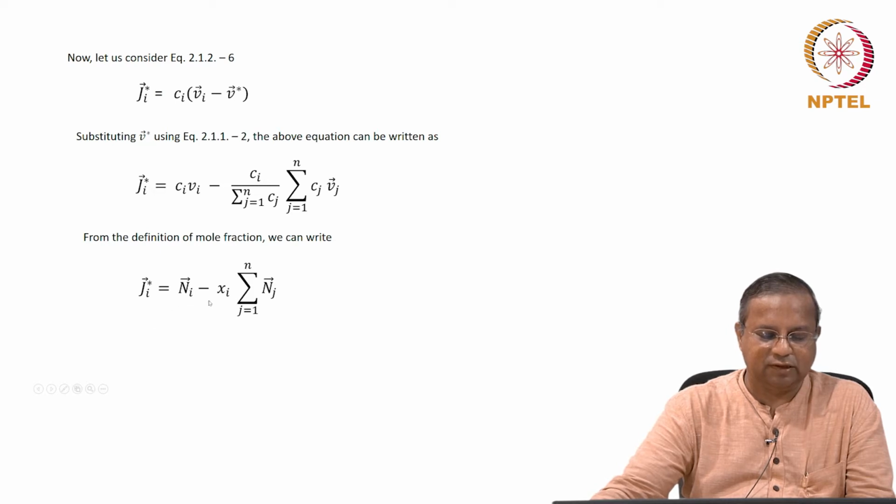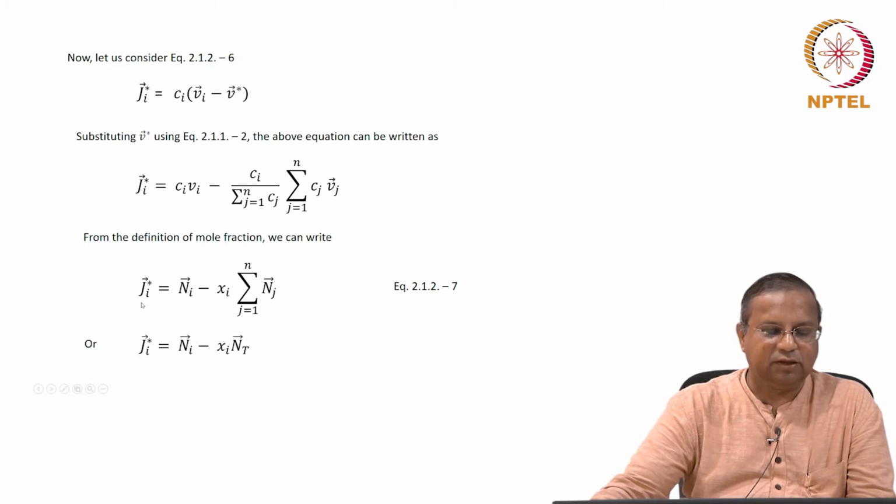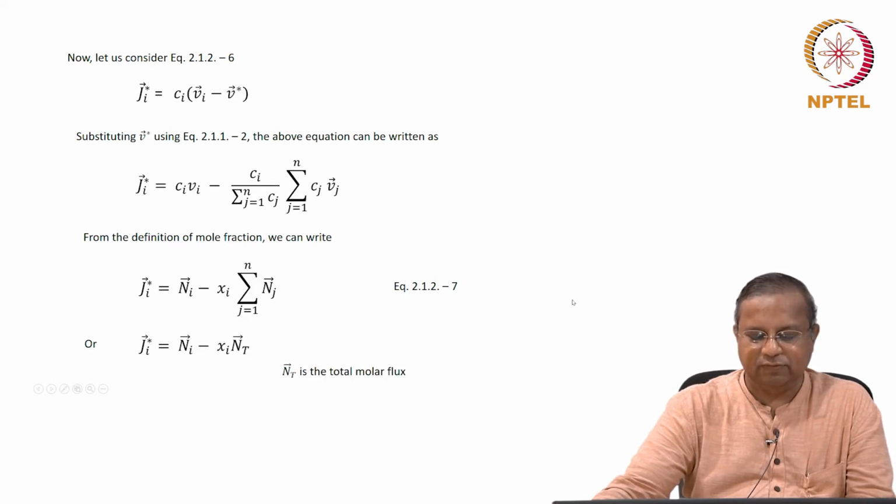C_i V_i, the molar flux, equals x_i times the sum over the molar fluxes of all the components j. This is 2.1.2-7, or the relative molar flux J_i star equals N_i minus x_i, the mole fraction, times the sum of all molar fluxes, and that we are going to represent as N_t. N_t is the total molar flux, and we will call this equation 2.1.2-8.